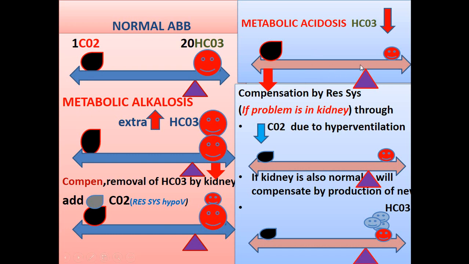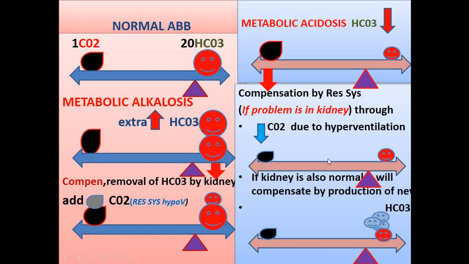Now usually if the problem is in the kidney, then this will be compensated by your lungs. What will the lungs do? They will perform hyperventilation. More and more carbon dioxide will be removed from the body. So if the bicarb is less, your carbon dioxide is also less. So they are going to balance with each other. This is the compensation for the metabolic acidosis.